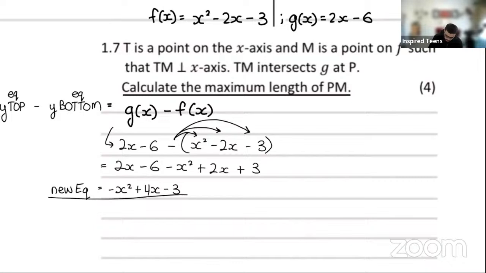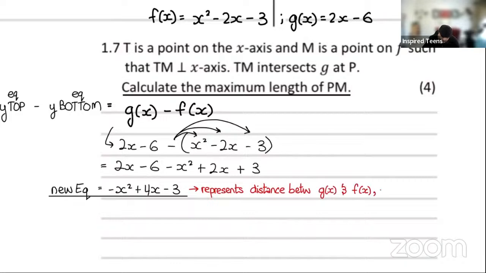Okay, so the new equation is negative x squared plus 4x minus 3. So this new equation, it's important to understand that it represents the distance between g of x and f of x when g of x is above, greater than f of x.